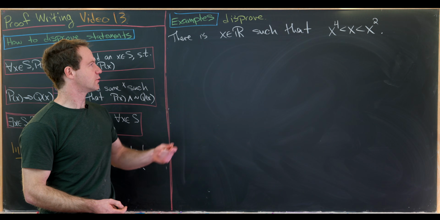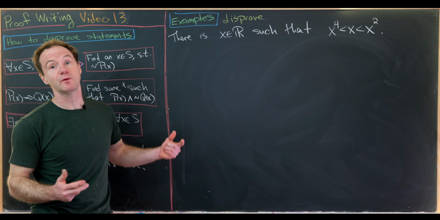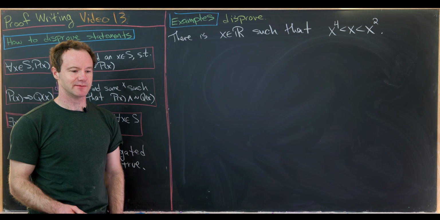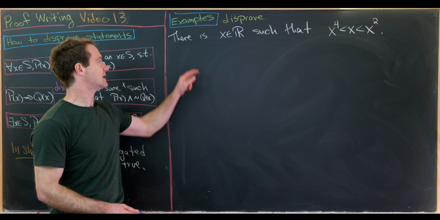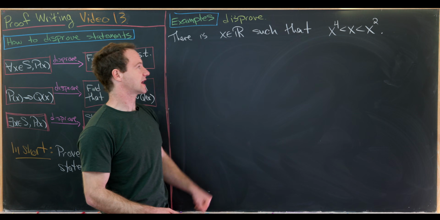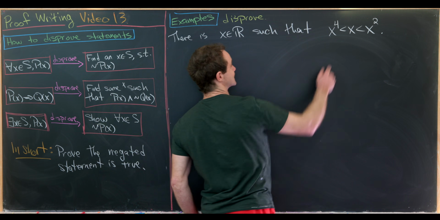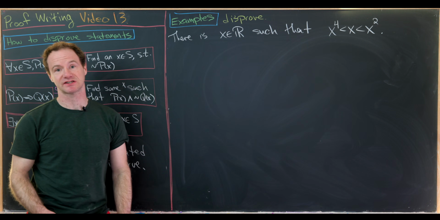So for our next example, we'll look at the following statement. So we will disprove this. So this statement is false. And the statement says there is a real number x such that x to the fourth is less than x, which is less than x squared.